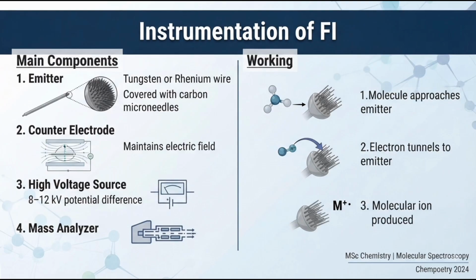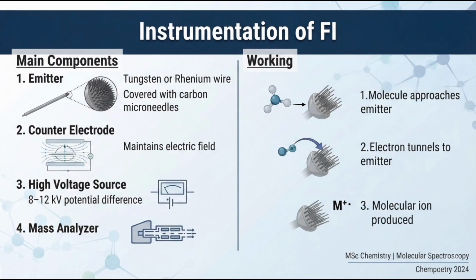So the complete sequence is: first sample injection, then the field emitter, then ion formation, then mass analyzer, then detector and spectrum. Now let's understand the actual mechanism.